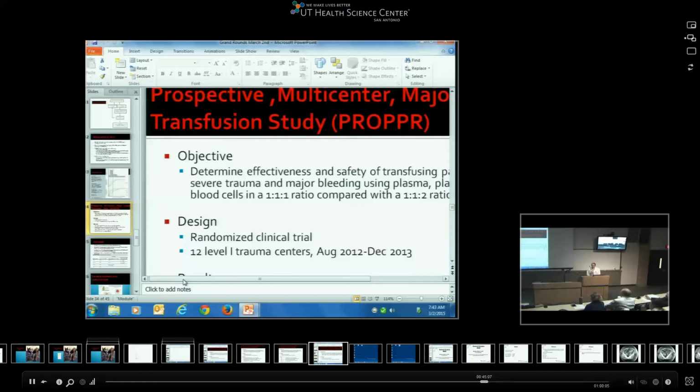Yeah, well, that's the thing. CT has gotten so fast that it's kind of changed the practice.